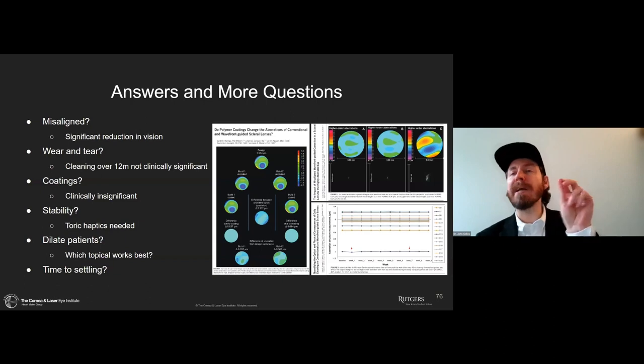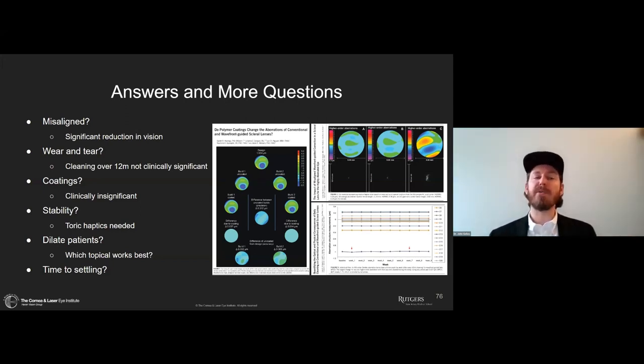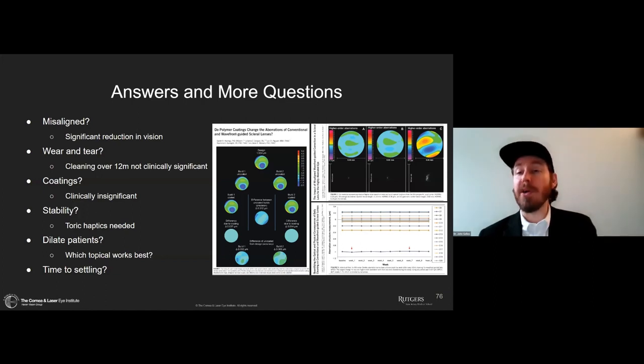These are submicron changes that we're etching into the front surface of these lenses during the manufacturing process. Do those hold up over time? And what they found was with simulated cleaning to simulate 1 year of wear of just cleaning the lens, the changes to the front surface or to the optical profile that's ground into the lens surface would not be clinically significant. What's the contribution of coatings on these lenses? Well, they don't seem to have a clinically significant effect either.